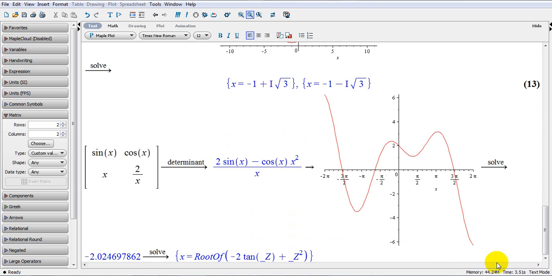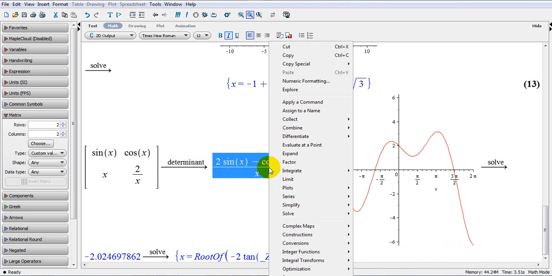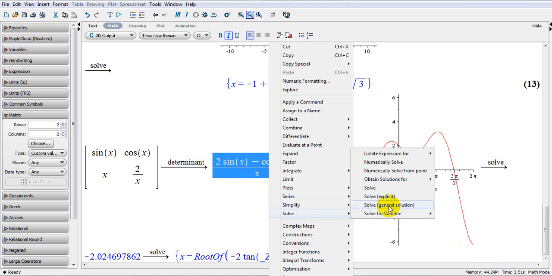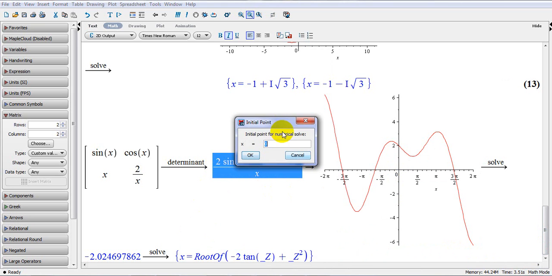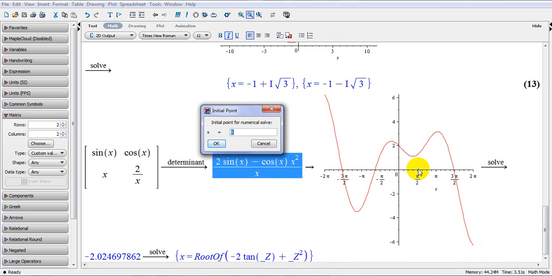So there are two more answers, and how do I calculate the other two answers? I simply have to use a different function here. I select here, right click, solve, and I go to numeric solve from a point. So now I have to define the point here. So obviously one of the points is around here, so 3 pi divided by 2, roughly about 5.